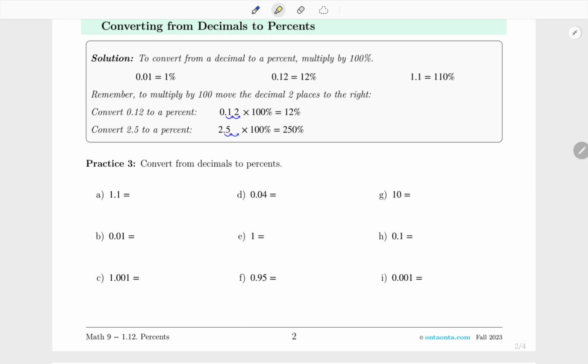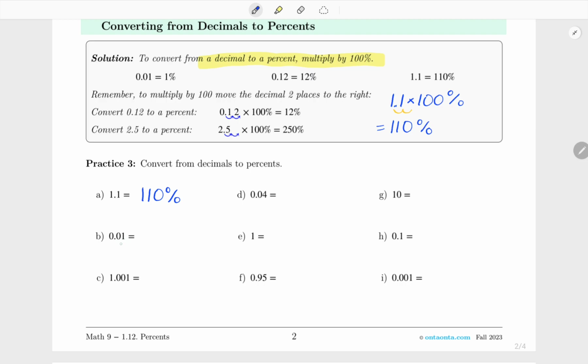To convert from a decimal to a percent, we multiply by 100. When multiplying by 100, we move the decimal 2 places to the right. So 1.1 times 100 is 110%.